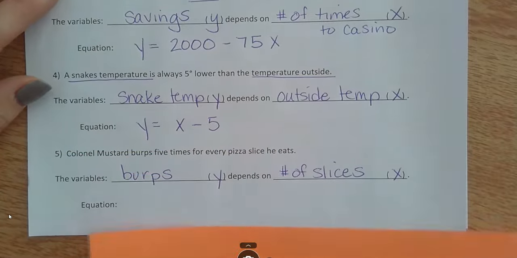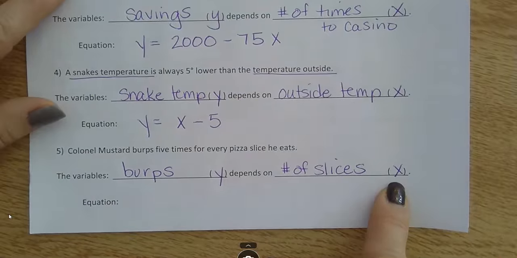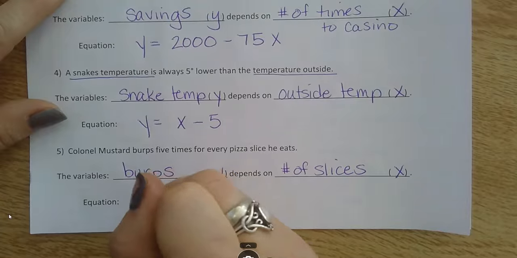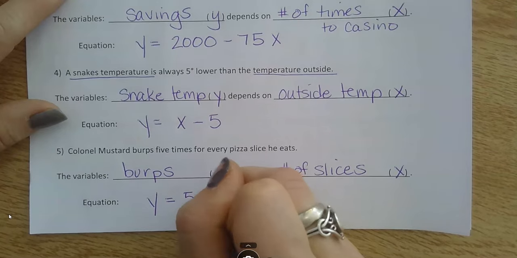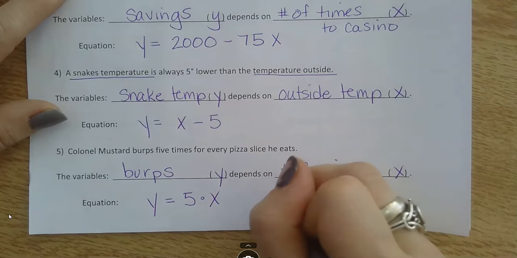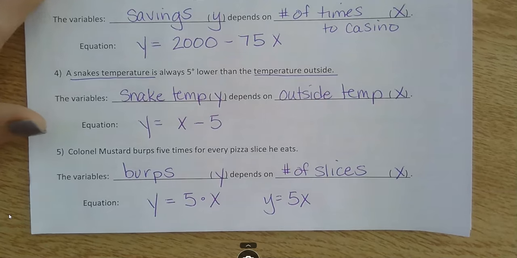Colonel Mustard burps 5 times for every pizza slice. Burps depends on number of slices. So the number of burps, y, is equal to 5 times the number of slices. Or I would really just write y equals 5x. Okay? So we'll keep working on this in class, but there's your introduction to independent and dependent variables and putting them together as equations.